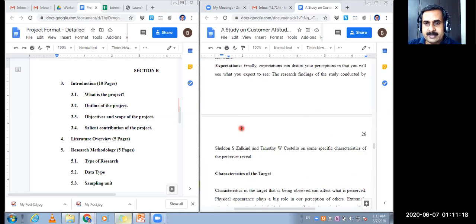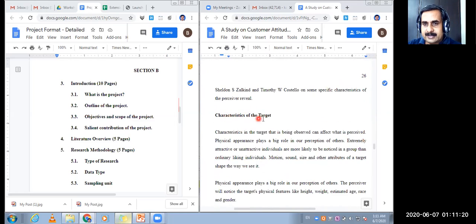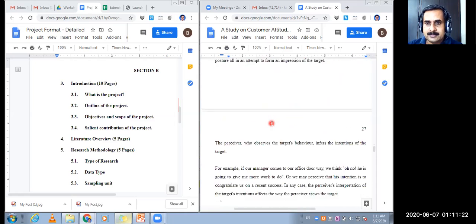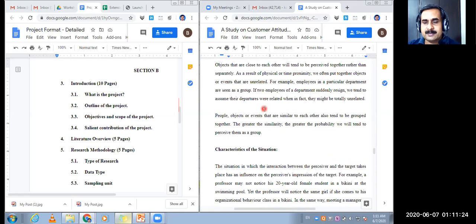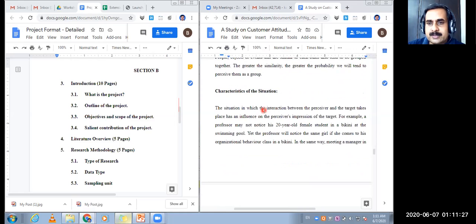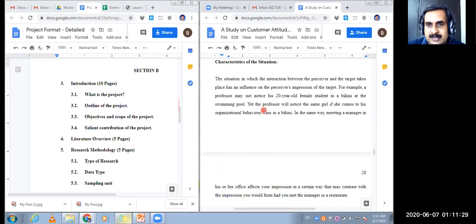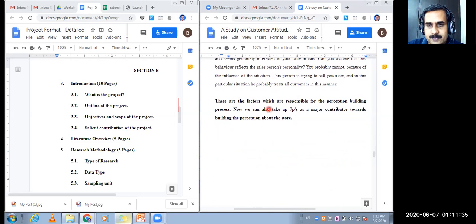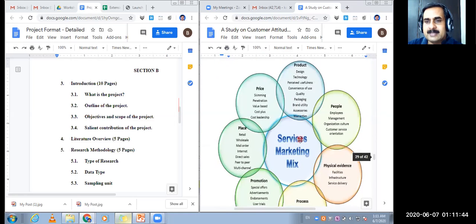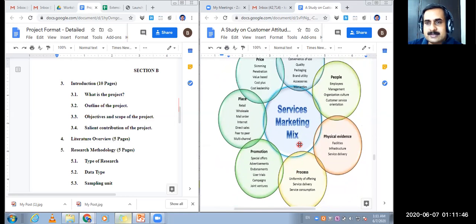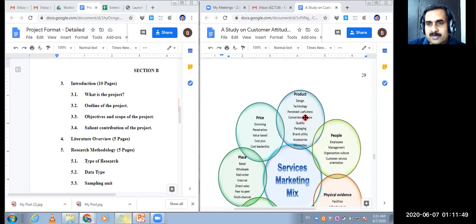These are the different attributes of that. Then characteristics of the target. I'm discussing the model which I'm using, and I'm going to establish certain relationships among these different factors, then characteristics of the situation. And again, after mentioning that model, I'm also going to mention the 7 P's and how these 7 P's are going to influence my perception or attitude building process.